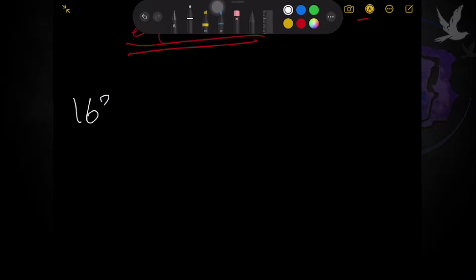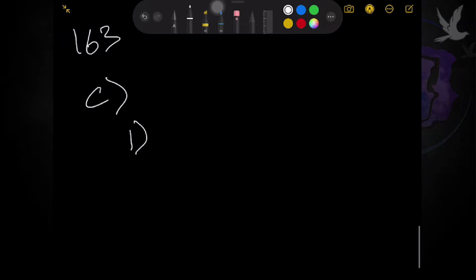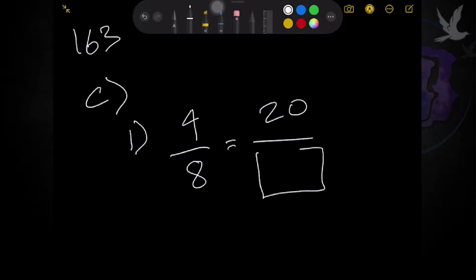163, this is actually like giving the equivalent of a fraction kanina. So, let's say, for example, you have, I'll do number 1 for you, okay? Page 163, letter C, number 1. You have 4 over 8. 4 over 8 equals 20 over blank.